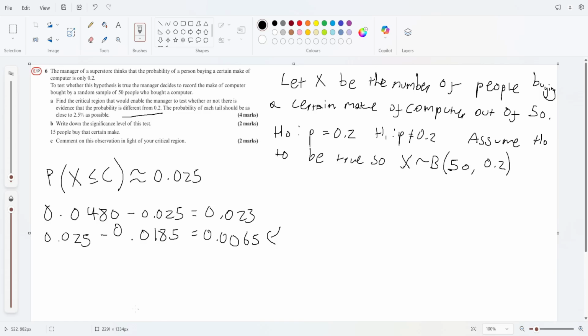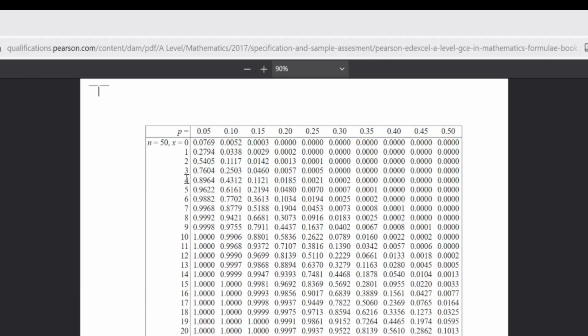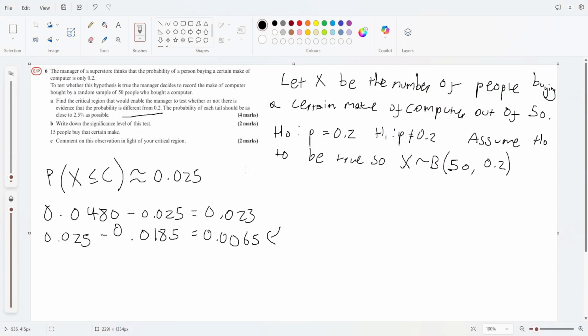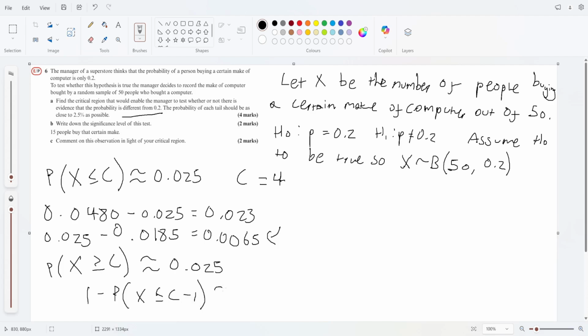Because we know it is this value right here, we know that x is equal to 4, right? So from this, we know c is equal to 4. Then if we look at the upper tail, we have P(X is greater than or equal to c), which would be approximately equal to 0.025. Then, because we can only do it in terms of less than or equal to, we can switch this to 1 minus P(X is less than or equal to c minus 1), right?